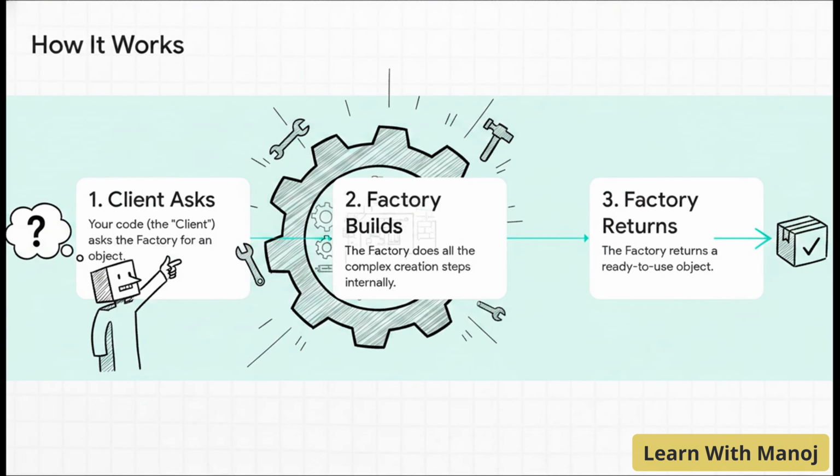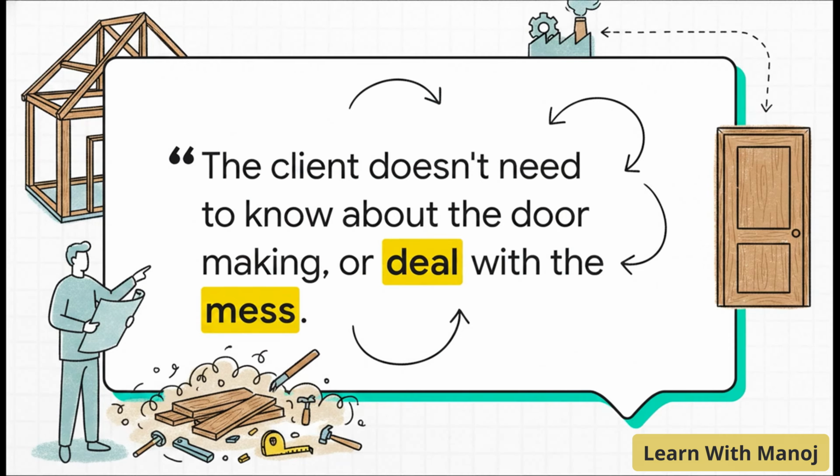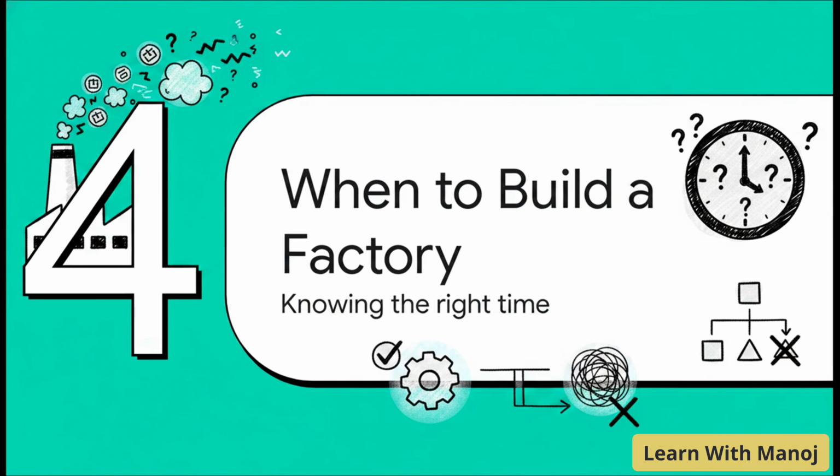So here's how it works. It's super simple. First, your main code, we'll call it the client, just asks the factory for an object. Then, the factory goes and does all the complicated creation steps behind the scenes. And finally, the factory just hands back a fully built, ready-to-use object. That's it. Ask, build, receive. And this is the really important part. The client, your main code, doesn't need to know anything about the door-making process. It doesn't have to deal with any of the mess that comes with it. That separation is key.